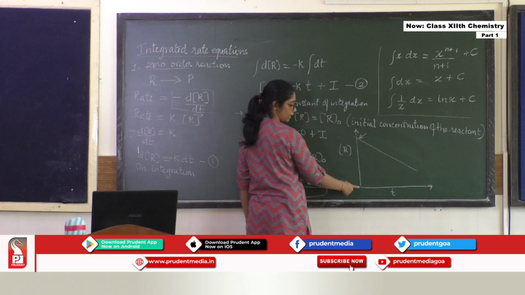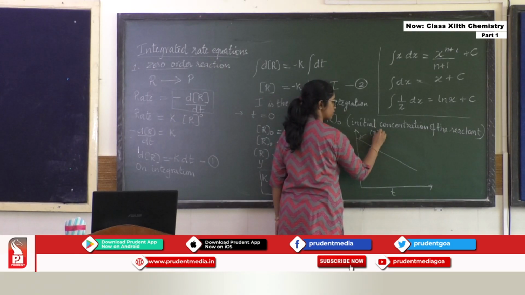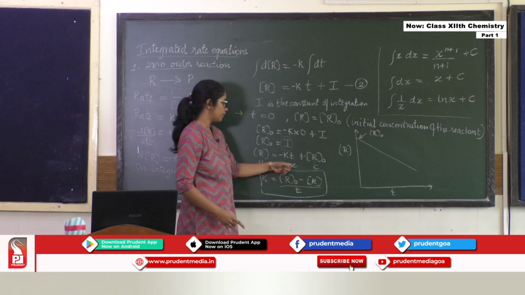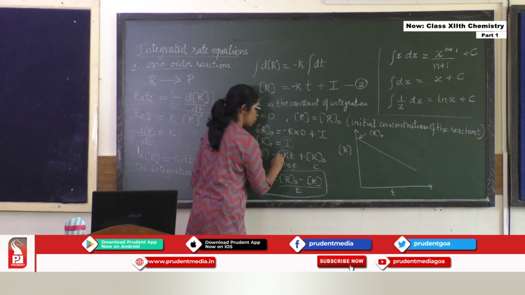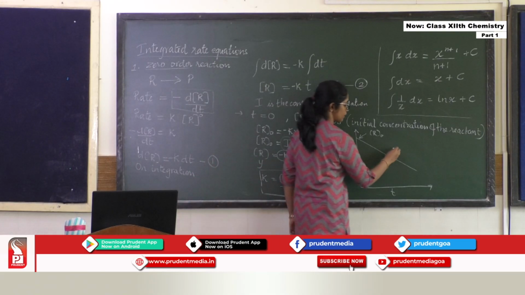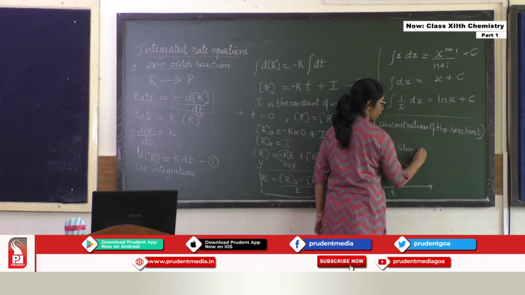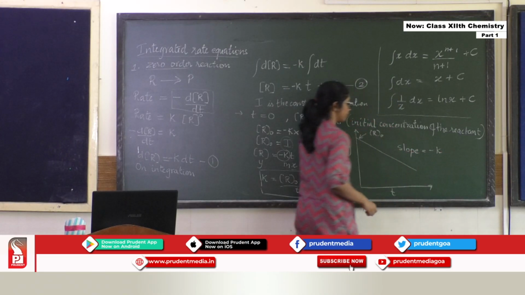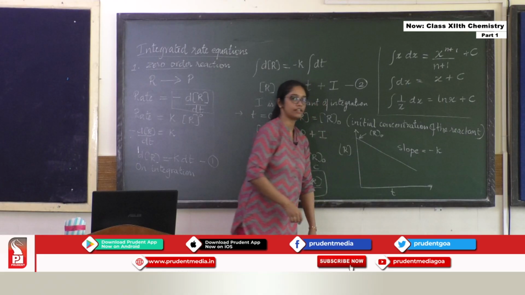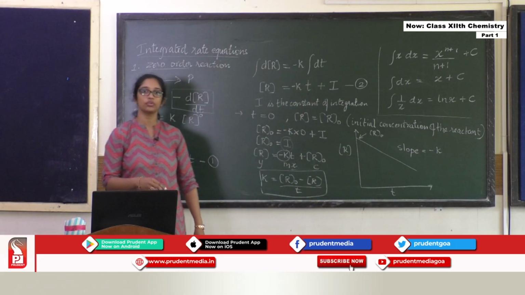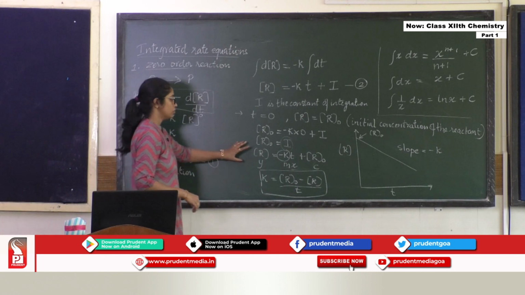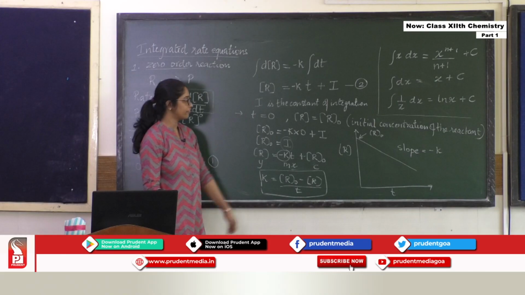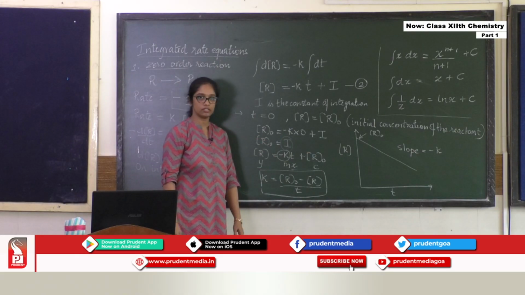The initial concentration at time 0, which we have considered to be R naught, is here, which is the intercept, and m, which is the slope, is given as minus k. So the slope of this is going to be negative since the concentration of the reactant goes on decreasing with time. So this particular equation helps us in plotting a graph of reactant concentration versus time.